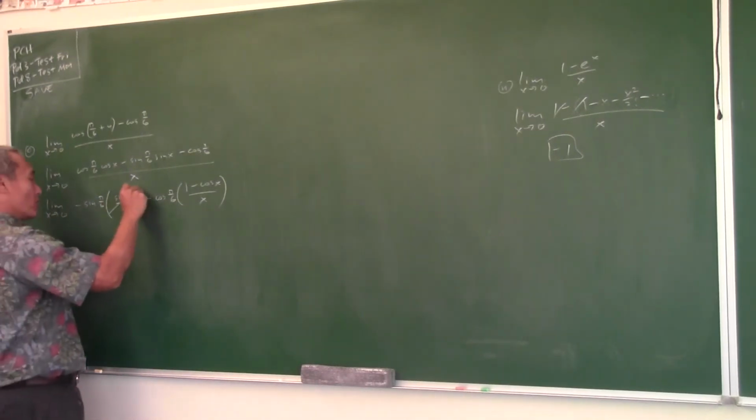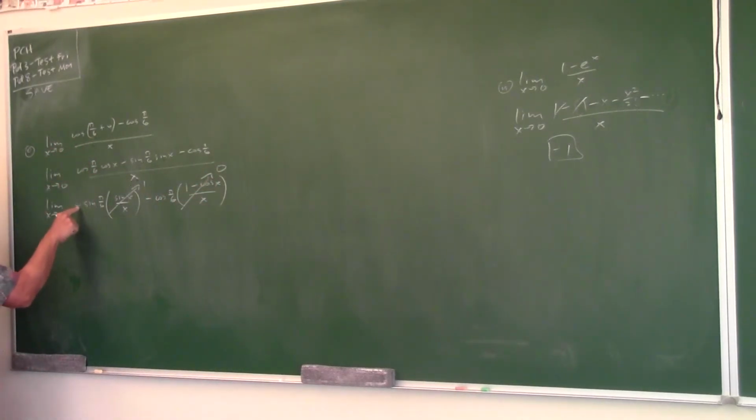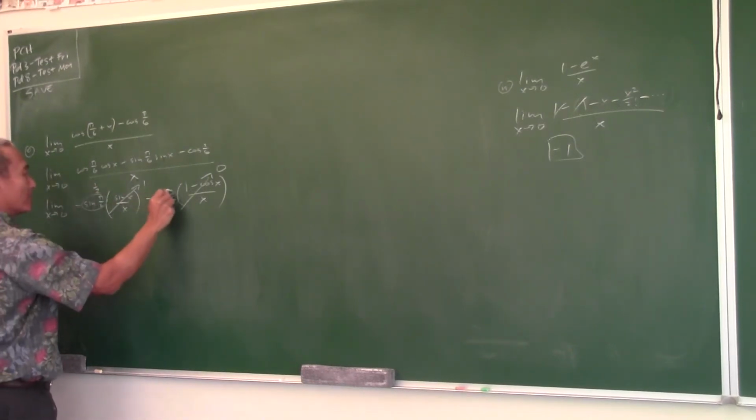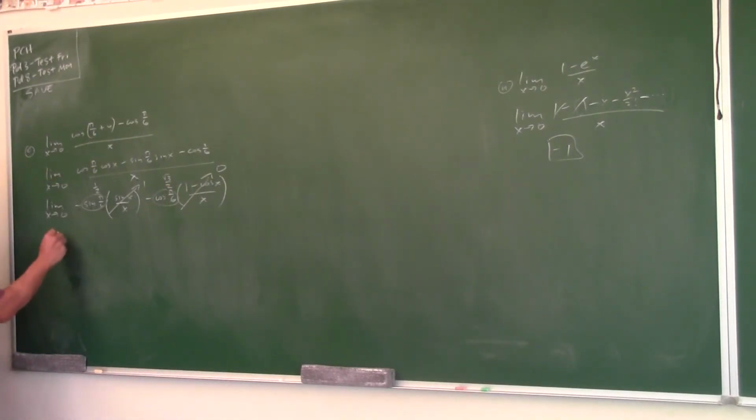So, friend goes to 1, acquaintance goes to 0. So, what's left? Negative sine pi over 6, which of course this is 1/2, right? And this of course is root 3 over 2, but it doesn't matter because you're multiplying it by 0. So what do you have? Negative half is your answer.